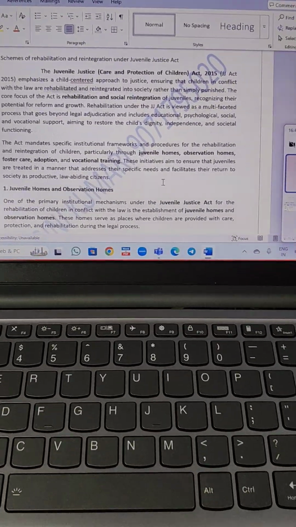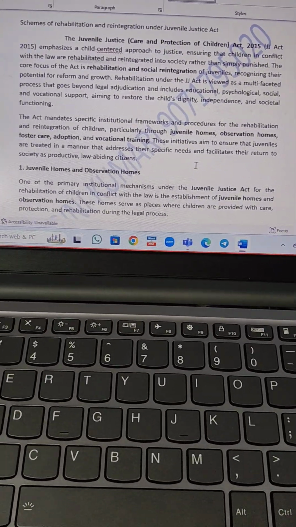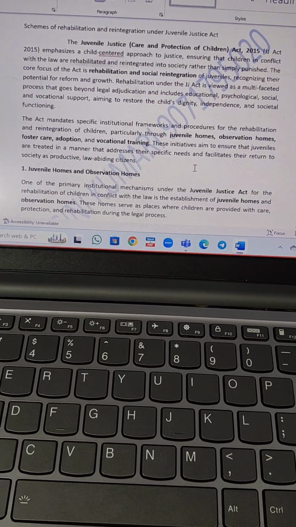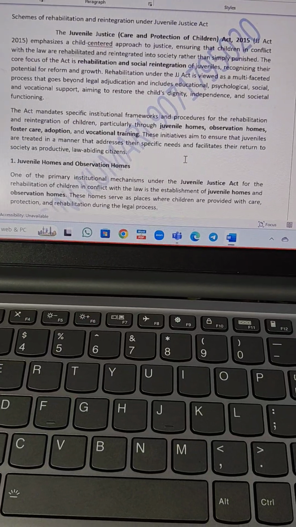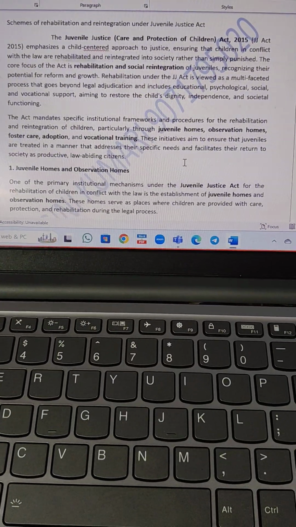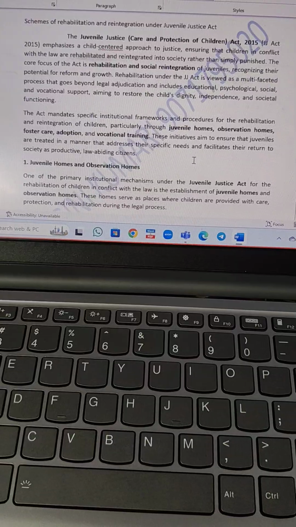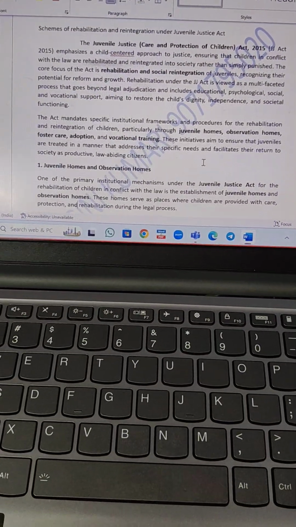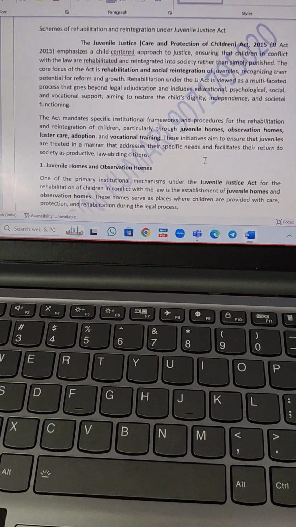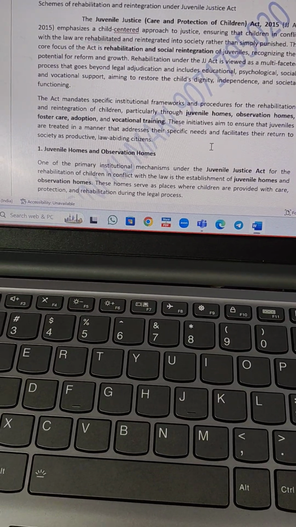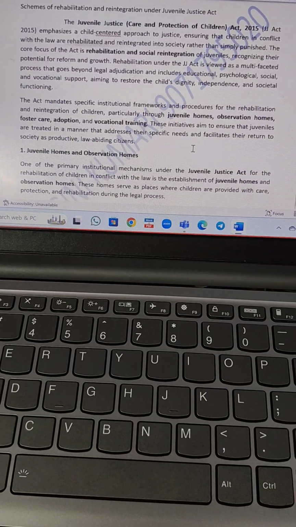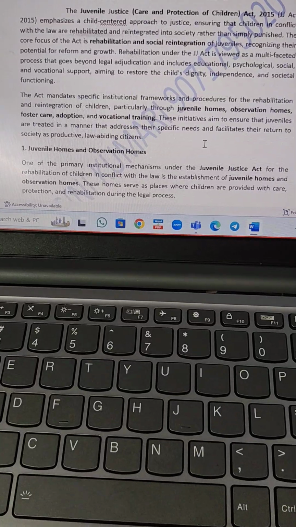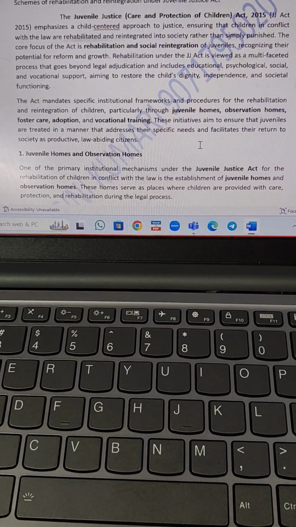Yeah, so the scheme of rehabilitation and reintegration under the Juvenile Justice Act. The Juvenile Justice Act emphasizes a child-centered approach to justice. Please underline: child-centered approach to justice, ensuring that the children in conflict with the law are rehabilitated and reintegrated into society rather than simply being punished. The core focus of the Act is rehabilitation and social integration of juveniles, recognizing their potential for reform and growth.